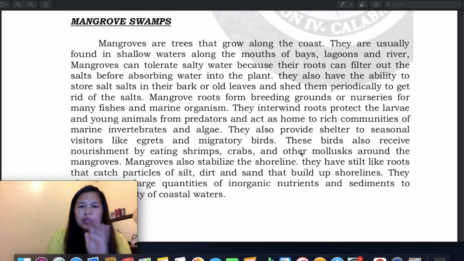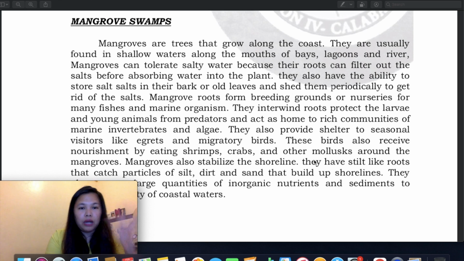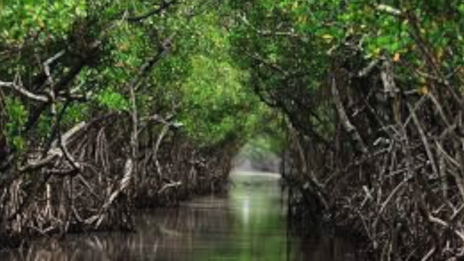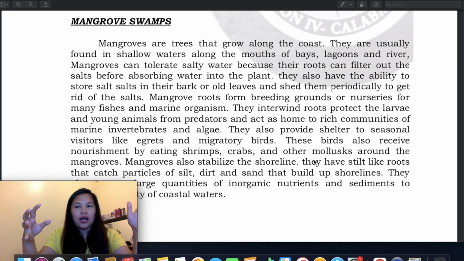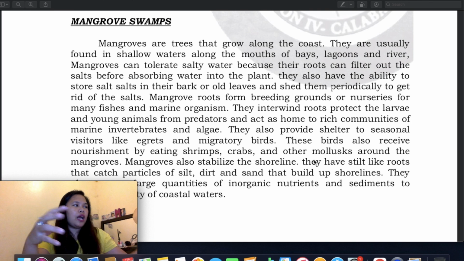Okay. Mangroves are trees. Puno siya. That grows along the coast. Coastal area. So, parang may nakikitang mga ganito sa Bacoor. Merong mga ganito. So, they are usually found in shallow waters along the mouths of the bays, lagoons, and rivers. Ito yung doon nagmi-meet ang fresh water and salt water. Para siya yung end ng river. Tapos biglang dagat. Parang siya yung nasa gitna.